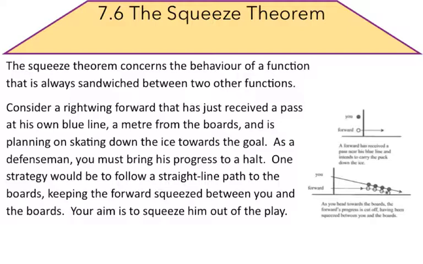To put it in perspective of something a little more real world, think of yourself as the defenseman on a hockey team. The forward has just gotten the pass near the blue line close to the boards, and your job as the defense is to squeeze that forward into the boards. So in that case, the boards act as one of the functions, you act as the other function, and we're trying to find the location of the forward.